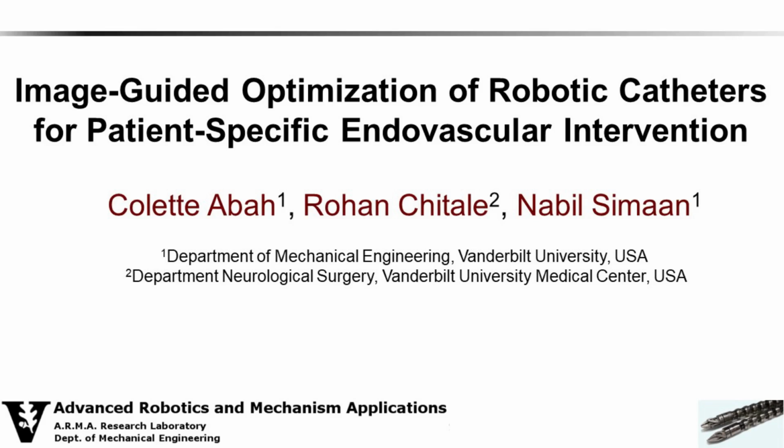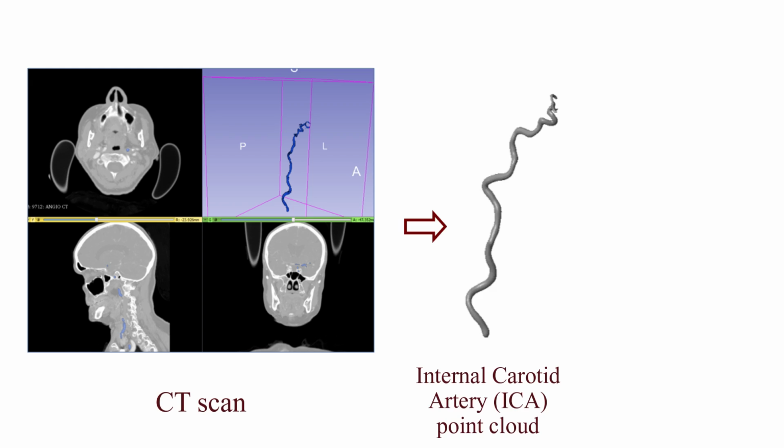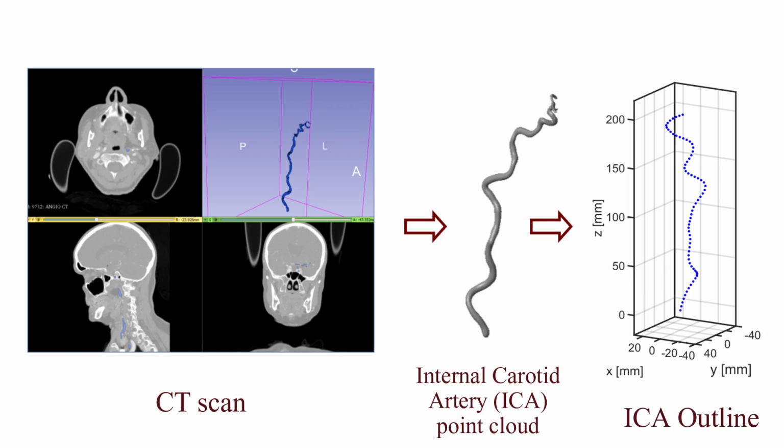In this paper, we discussed image-guided optimization of robotic catheters for patient-specific endovascular intervention. Given an anonymized head CT, we use image segmentation to extract the ICA, which is a common site of occlusion in stroke patients. Next, we use principal component analysis and cubic smoothing spline to extract the outline of the ICA.